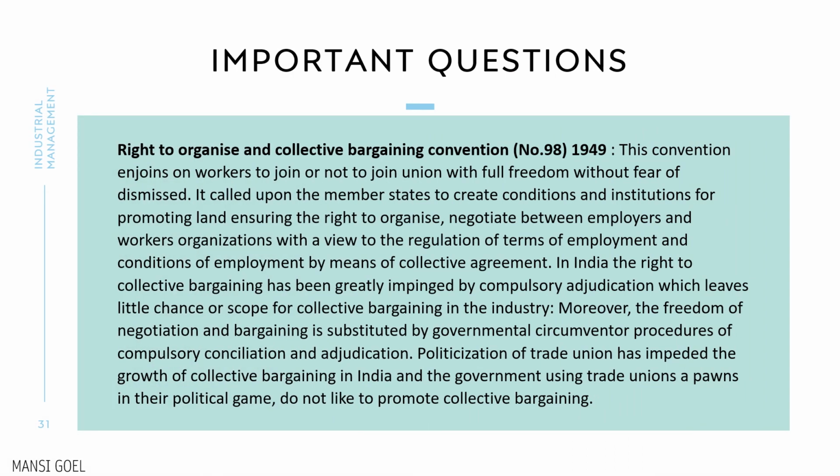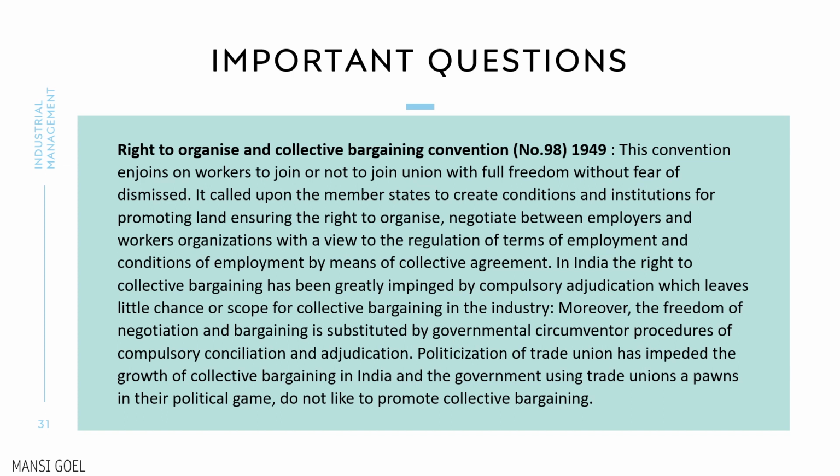Right to organize and collective bargaining convention. This convention enjoins on workers to join or not to join a union with full freedom without fear of dismissal. It called upon the member states to create conditions and institutions for promoting and ensuring the right to organize and negotiate between employers and workers' organizations with a view to the regulation of terms and conditions of employment by means of collective agreement. In India, the right to collective bargaining has been greatly impinged by compulsory adjudication, which leaves little chance or scope for collective bargaining in the industry.